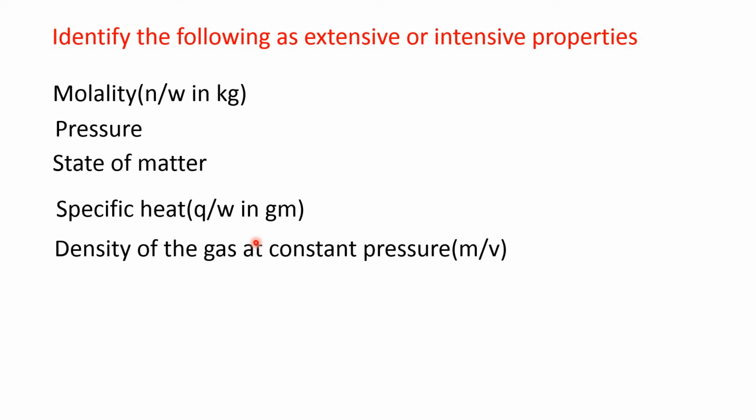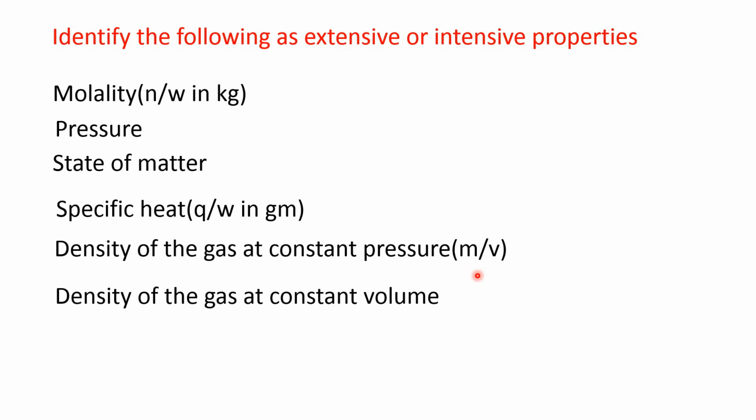The density of the gas at constant pressure. Say you have taken a gas in a container and the pressure is constant, and then you are adding more and more gas. That means you are increasing the amount, but the volume is not constant, so the volume is also increasing. So in m by v, the mass is also increasing and the volume is also increasing, so the density will become constant. So the density of the gas at constant pressure is independent of the amount, so it is an intensive property.